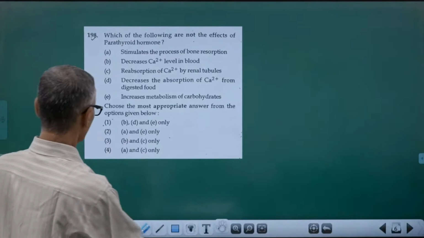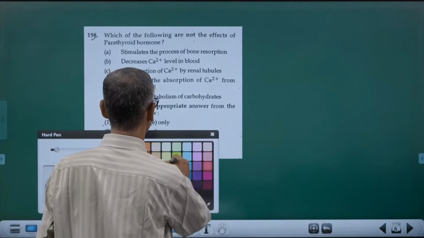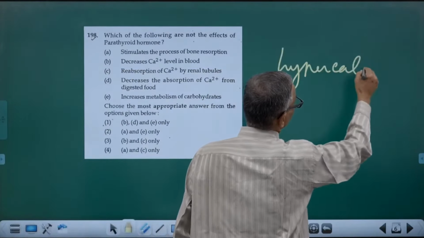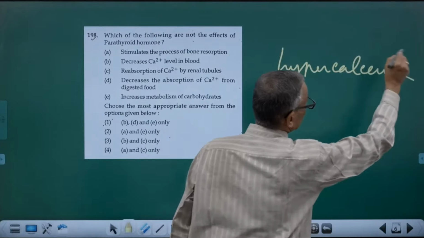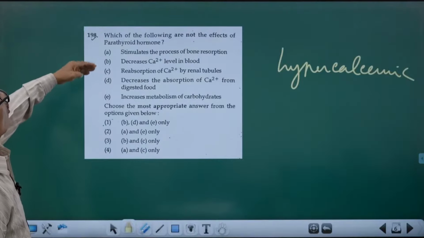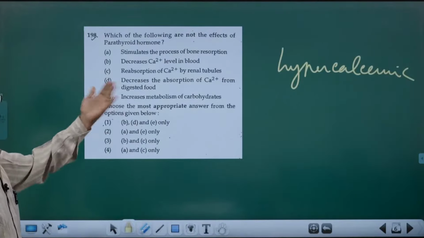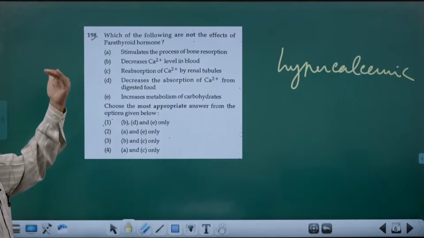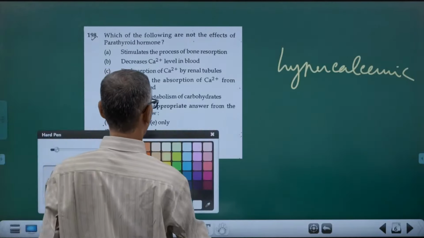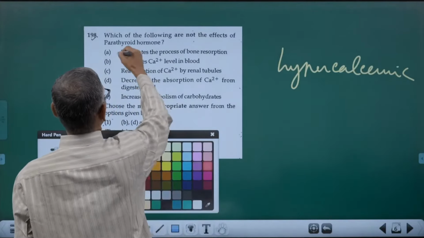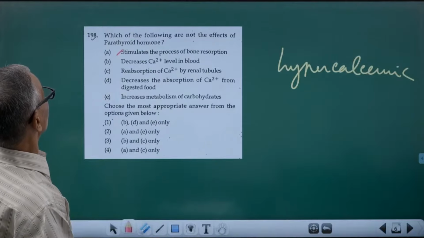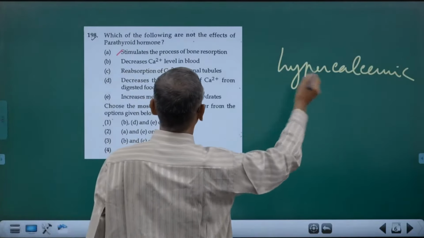Parathyroid hormone. What is its action? It is a hypercalcemic hormone. It stimulates the process of bone resorption. Resorption means demineralization, removing the calcium deposit from the bone. Decrease calcium level in the blood? No, it is hypercalcemic.